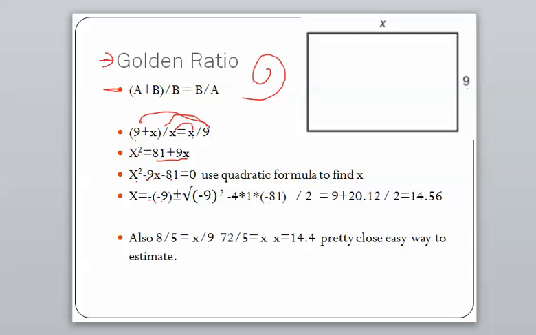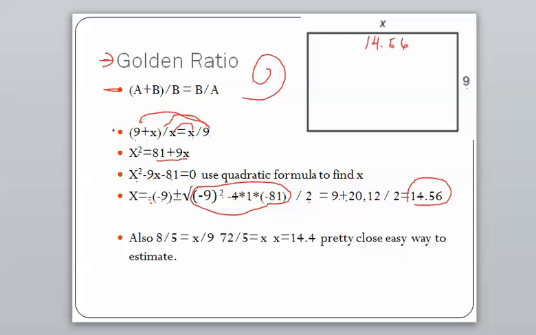of negative 9. Why did I do that? Well, that's B. B was negative 9, so I had to use the negative of negative 9, plus or minus the square root of negative 9 squared, B squared, minus 4 times A times C, all divided by 2. Well, that's 9 plus, and when you work out this stuff right here, you're going to get something like 20.12. So 9 plus 20 is 29 divided by 2. It turns out to be about 14.56. So I would say that this side over here, if this were a golden rectangle, would be 14.56.